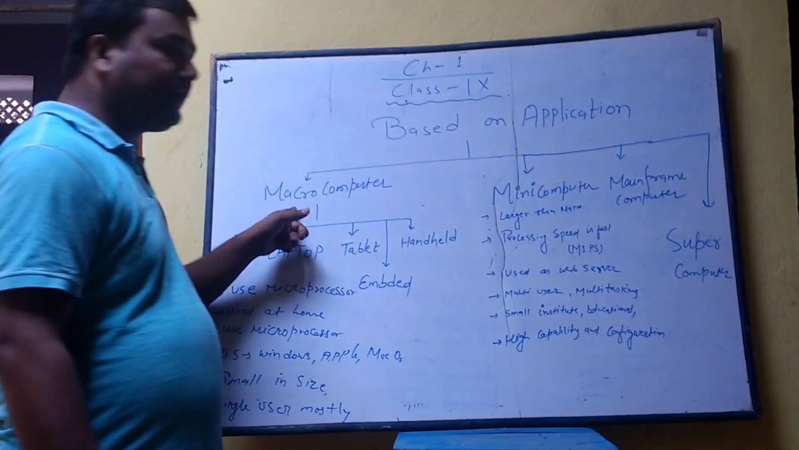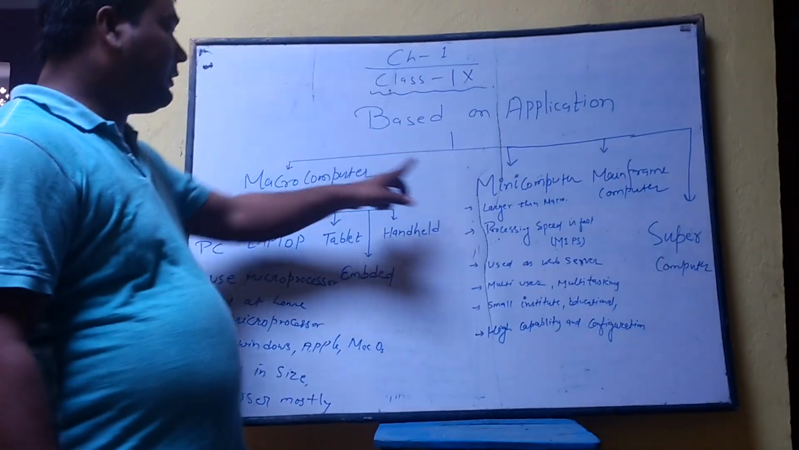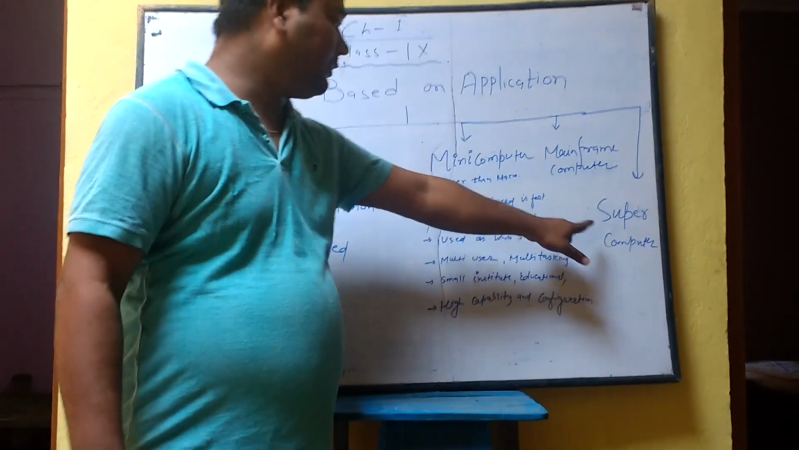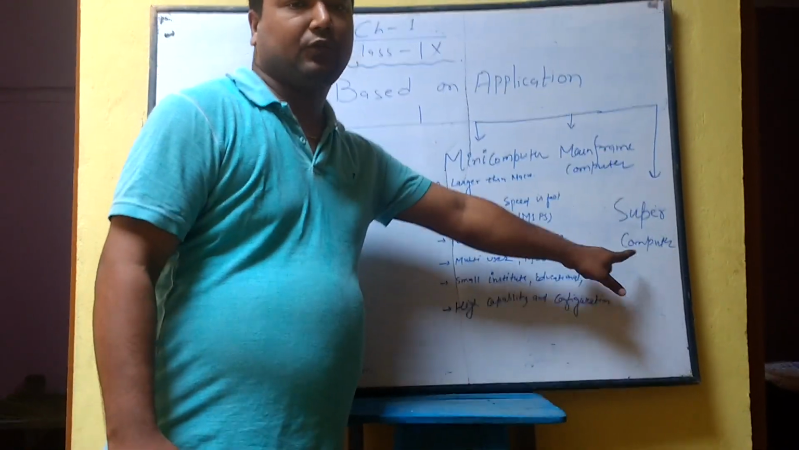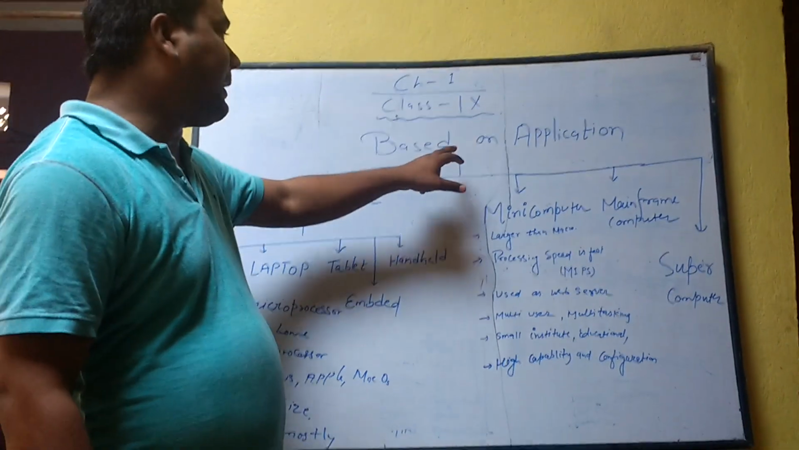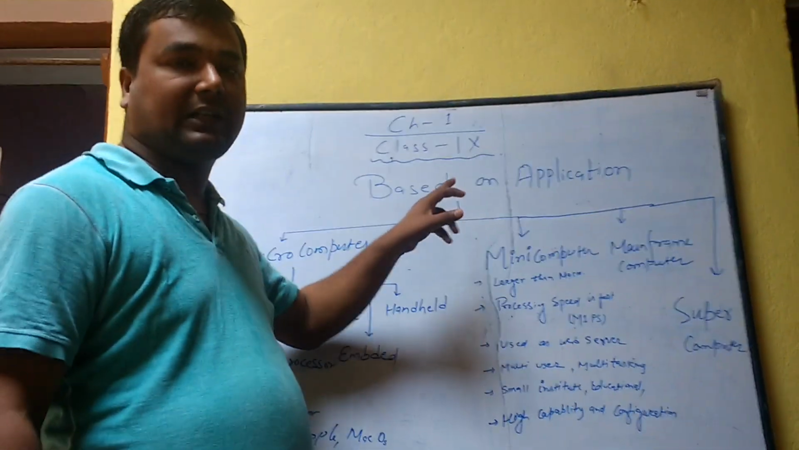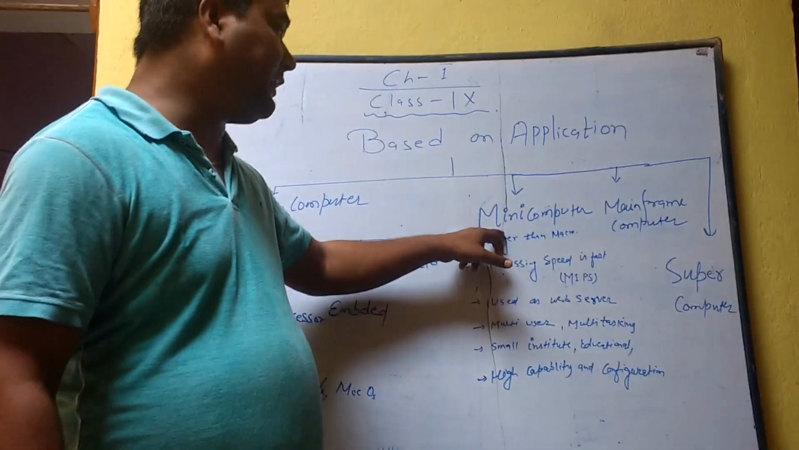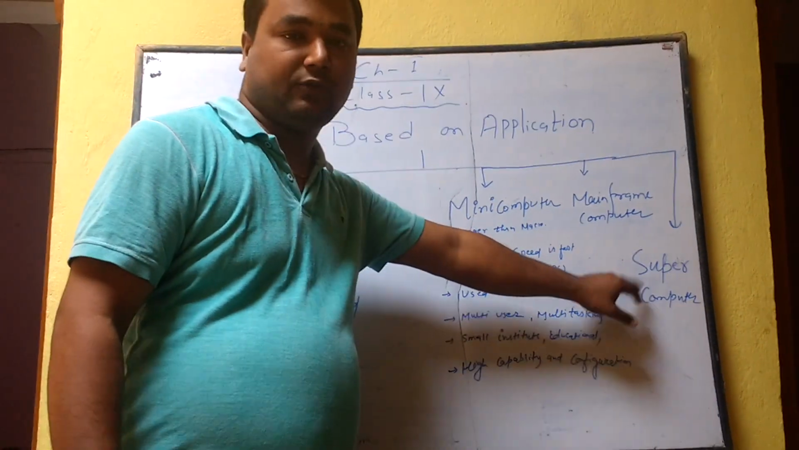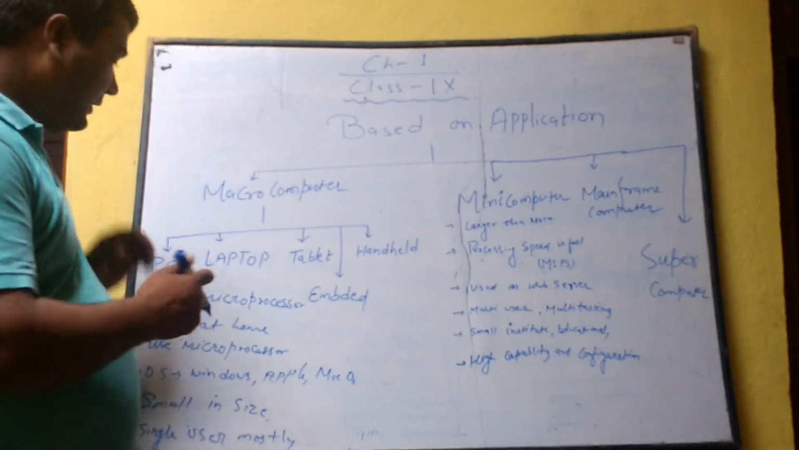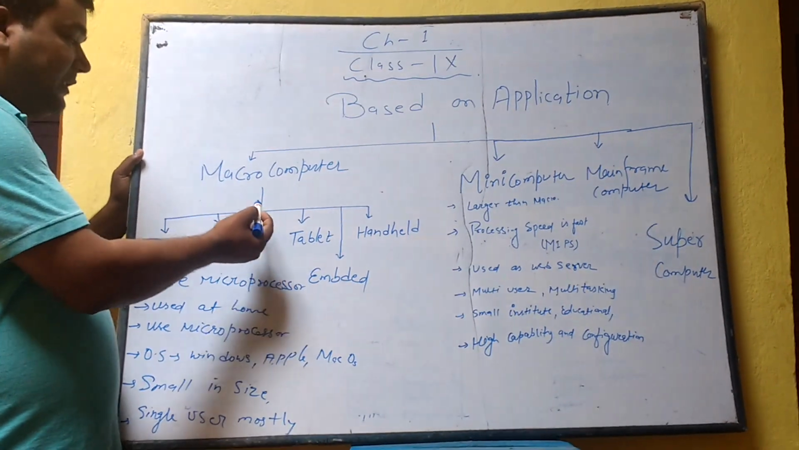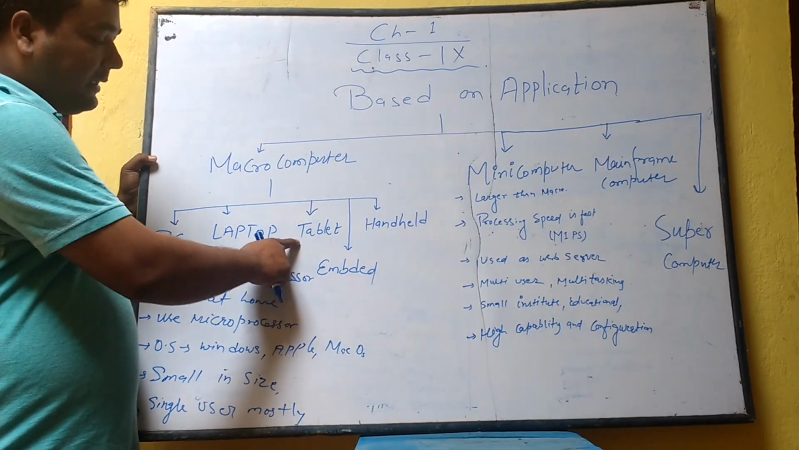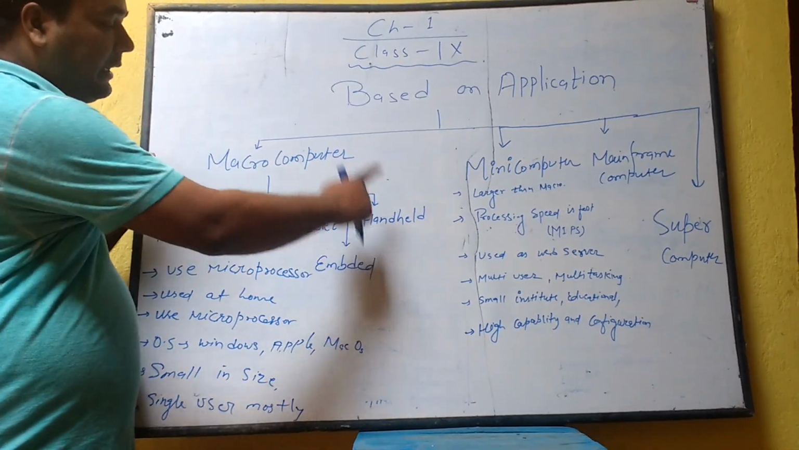Number 1, microcomputer. Number 2, mini computer. Number 3, mainframe computer. Number 4, supercomputer. So on the basis of application, the computers are categorized into 4 parts: microcomputer, mini computer, mainframe computer and supercomputer. You can see here the microcomputer has 5 types: PC, laptop, tablet, embedded and handheld.